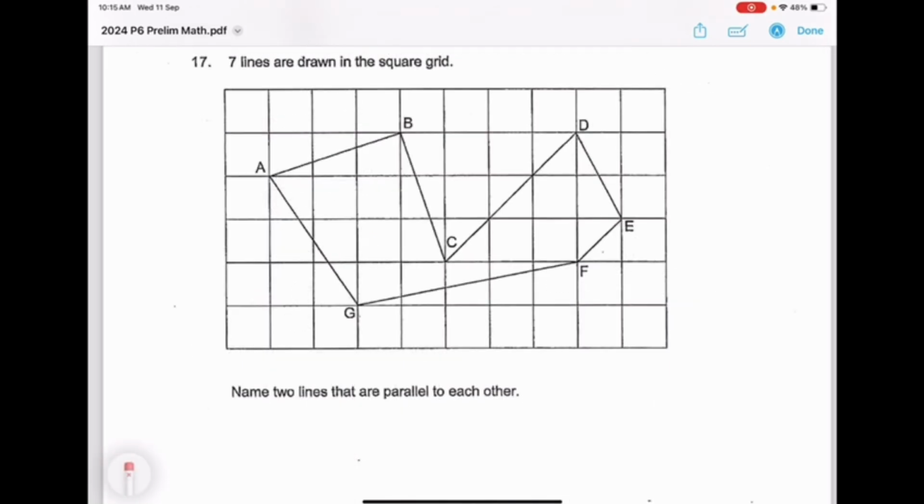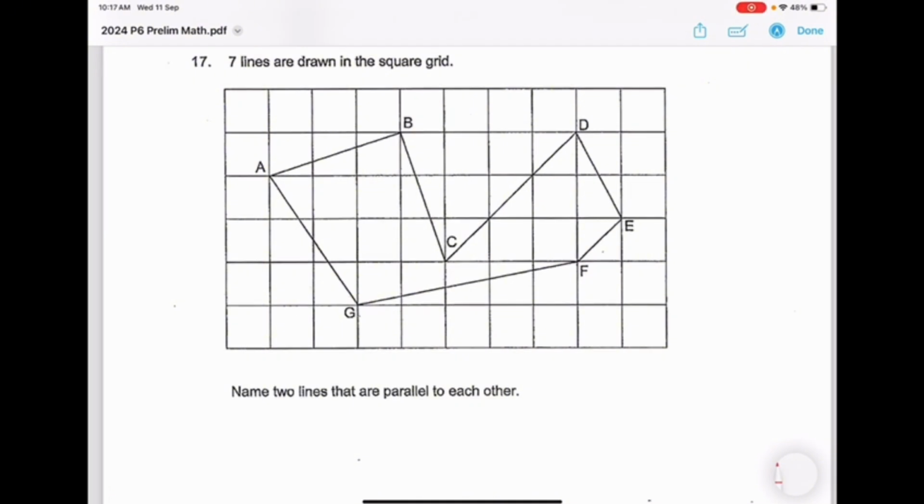Moving on to question 17. 7 lines are drawn in the square grid. The question says, name 2 lines that are parallel to each other. What does parallel mean? When 2 lines are parallel to each other, no matter how far you extend from both ends of the lines, the 2 lines will never meet. That's what parallel means. How do we tell if the 2 lines are parallel?